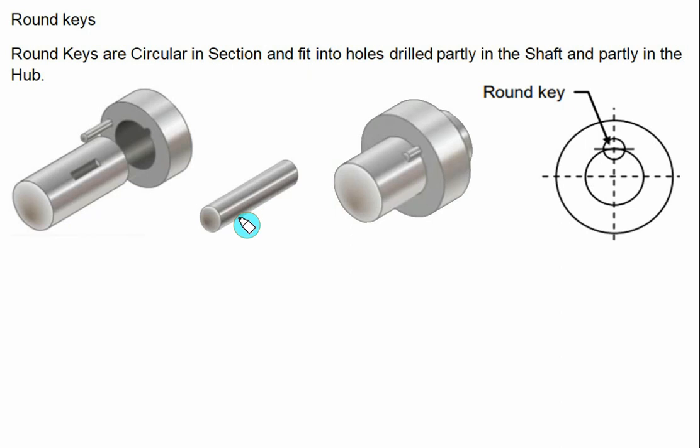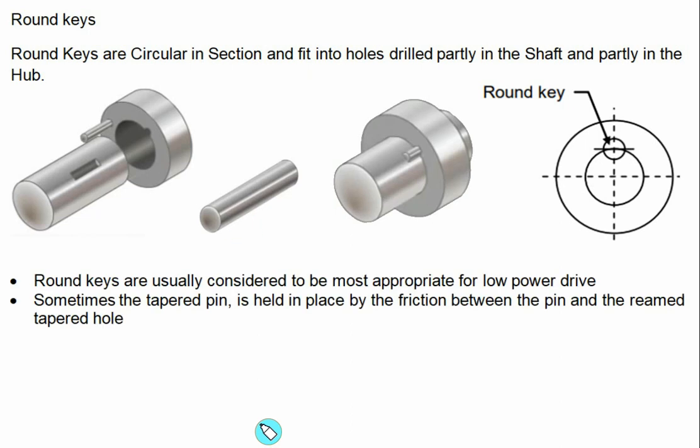The key may be of uniform diameter or it may have a tapered pin also. The tapered pin is held by friction between the pin and the tapered hole. So either we use the uniform cross section or the tapered type of pin in the case of round keys.